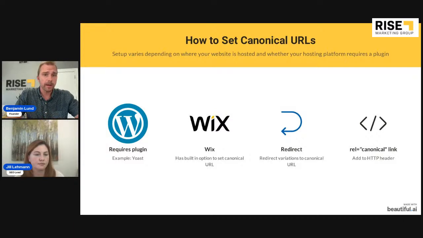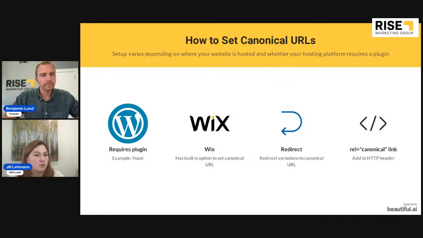How would we set up canonical URLs? So to set up a canonical URL, it really depends on where your site is hosted, and whether that hosting platform requires any sort of plugin to be able to set the canonical. For example, if you have your site through WordPress, WordPress often requires a plugin. One example of that is Yoast. Yoast is a major plugin that allows you to easily manage your on-page SEO, such as metadata and canonical URLs, and you'll be able to see your primary keywords on there as well.